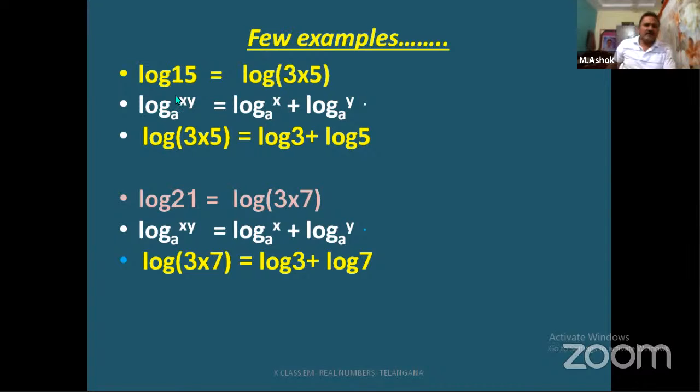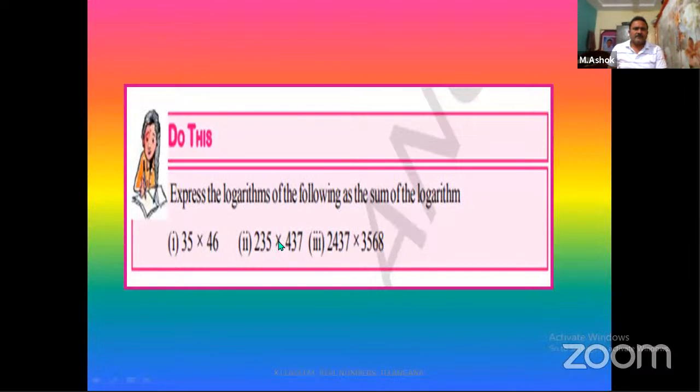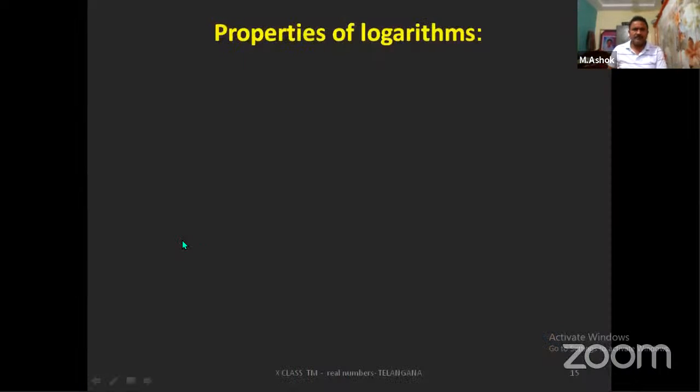So log 15 is equal to log 3 into 5. Basing on this formula, log 3 plus log 5. Log 21 is there, so 21 we are writing as 3 into 7. So log 3 plus log 7. Okay, this is homework for you. Express the logarithms of the following as the sum of the logarithms. So 35 into 46, take logarithm. The answer is log 35 plus log 46. Like that, you have to solve these problems.